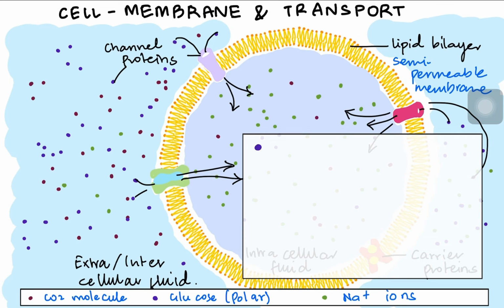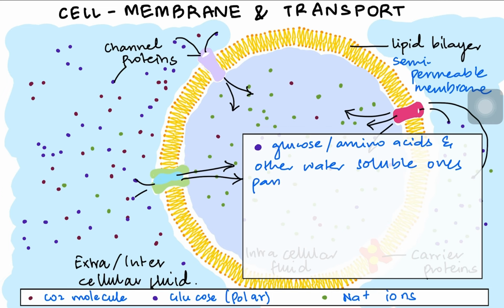So here, glucose, or for example any other polar or water-soluble substances like amino acids, these ones pass through specific channels and carriers. So we call it facilitated diffusion because these channels and carriers facilitate the diffusion process.